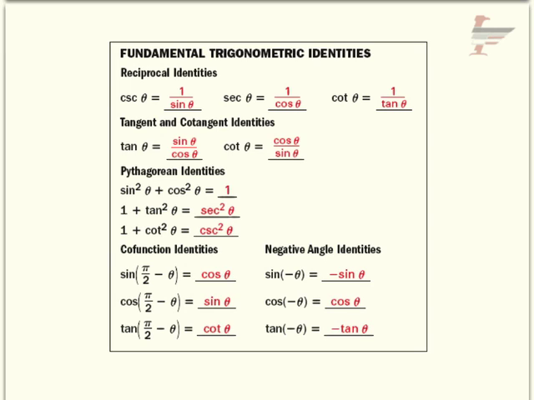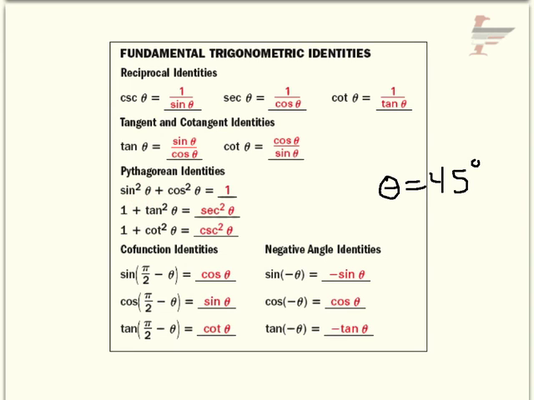Then the ones that you probably weren't aware of are the Pythagorean identities. So sine squared theta plus cosine squared theta equals 1. And I just want you to think about that. Let's take an angle that we're real familiar with, 45 degrees. If I do sine squared of theta, I know theta is 45 degrees, and the sine of 45 degrees is square root of 2 over 2. But then I'm going to square it.